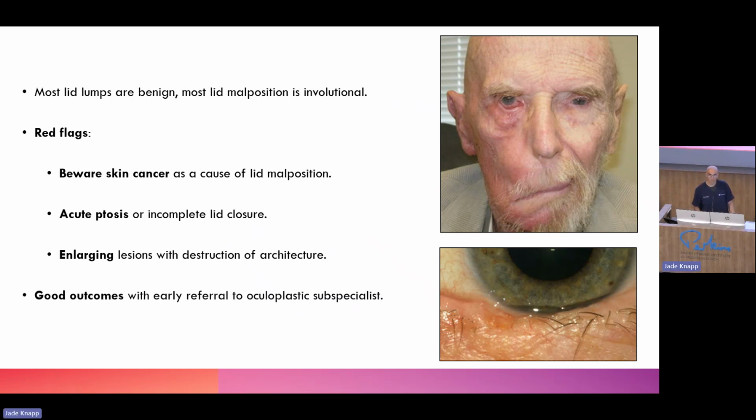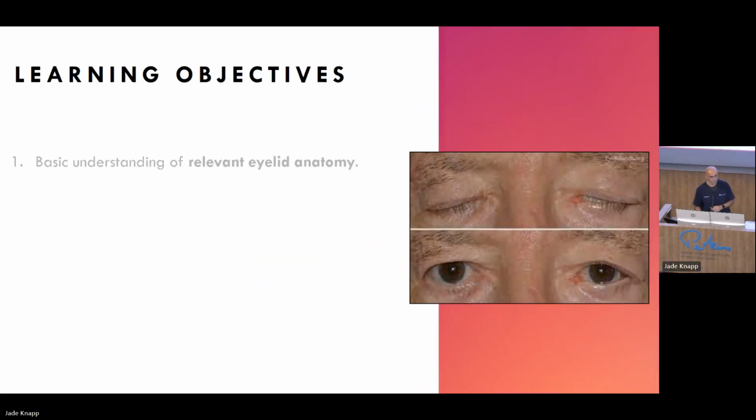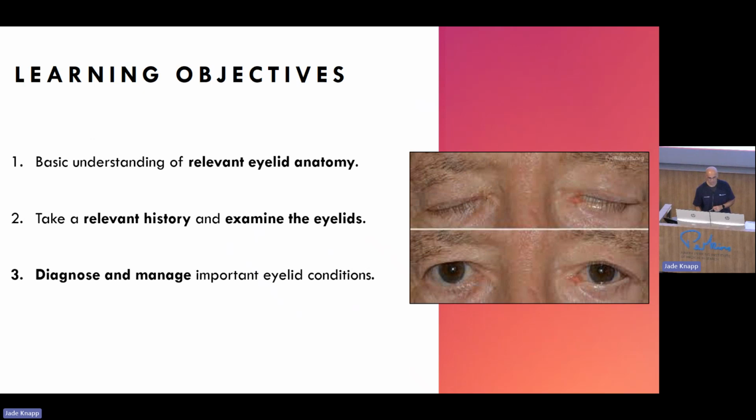Early referral to oculoplastics is the key, and in the meantime, treat the ocular surface with lubricants, and use lid taping if they're not getting complete closure. Hopefully we've checked off those things.